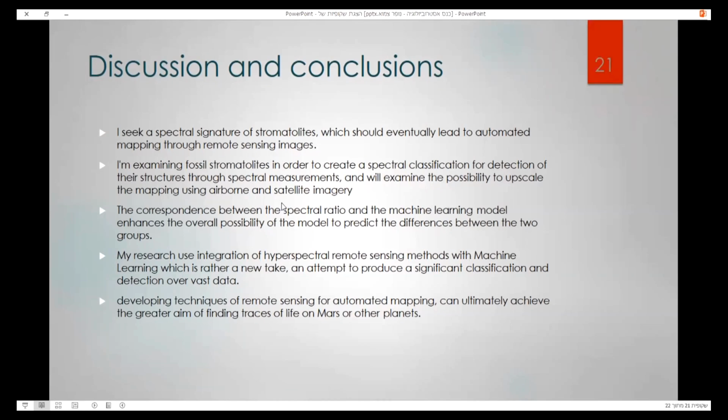My research used integration of hyperspectral remote sensing methods with machine learning, which is a rather new take, and an attempt to produce a significant classification and detection over vast data. Developing techniques of remote sensing for automated mapping can ultimately achieve the greater aim of finding traces of life on Mars or other planets.